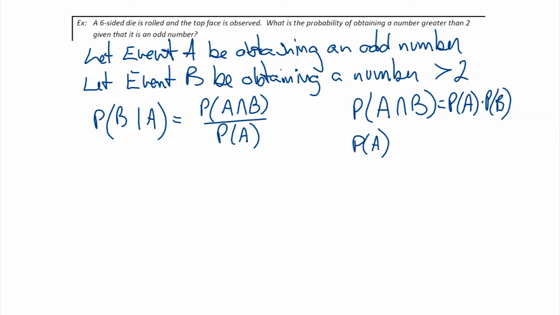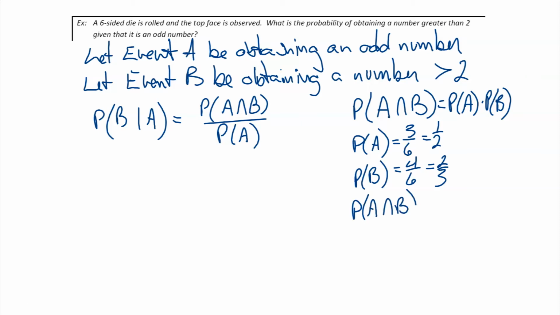The probability of A, which is the probability of obtaining an odd number: we know there are 6 faces on the die and 3 of them are odd. So the probability is 3 out of 6 or 1 out of 2. The probability of obtaining a number greater than 2. How many numbers are greater than 2 on a die? There are 3, 4, 5, and 6. So 4 out of 6 faces or 2 out of 3. Now we can calculate the probability of A and B, which is equal to 1/2 times 2/3, which is equal to 2 over 6, which can be simplified to 1 over 3.